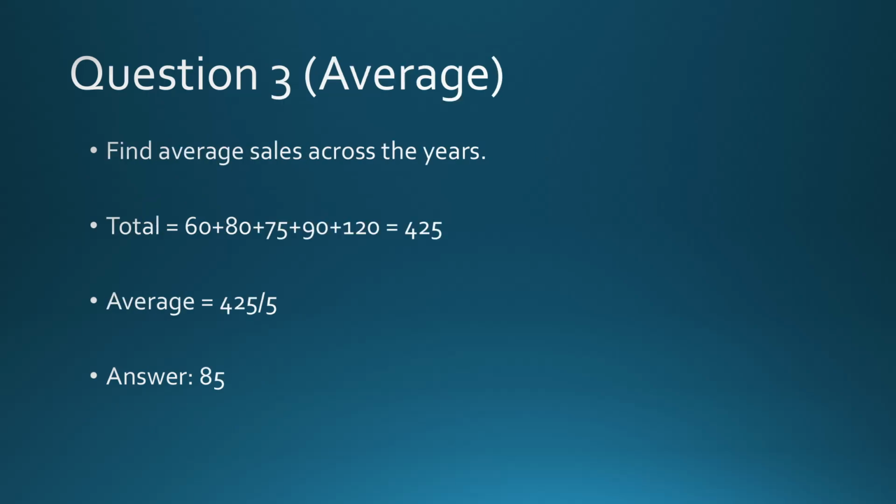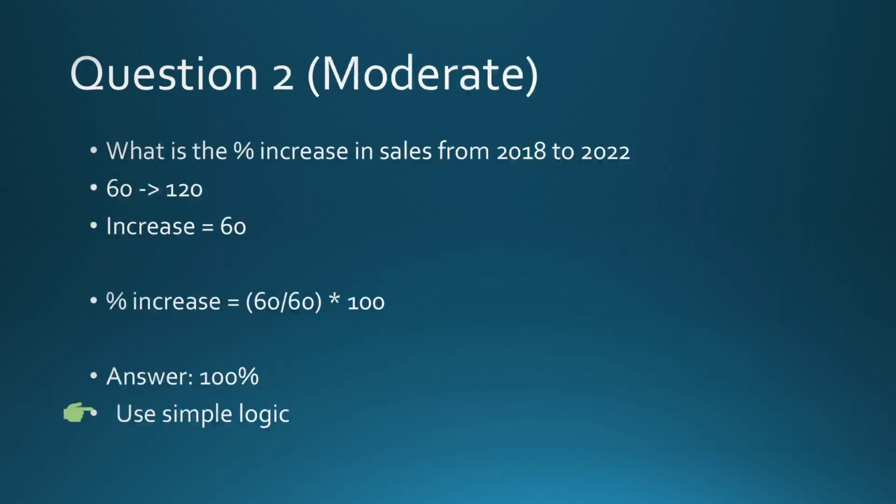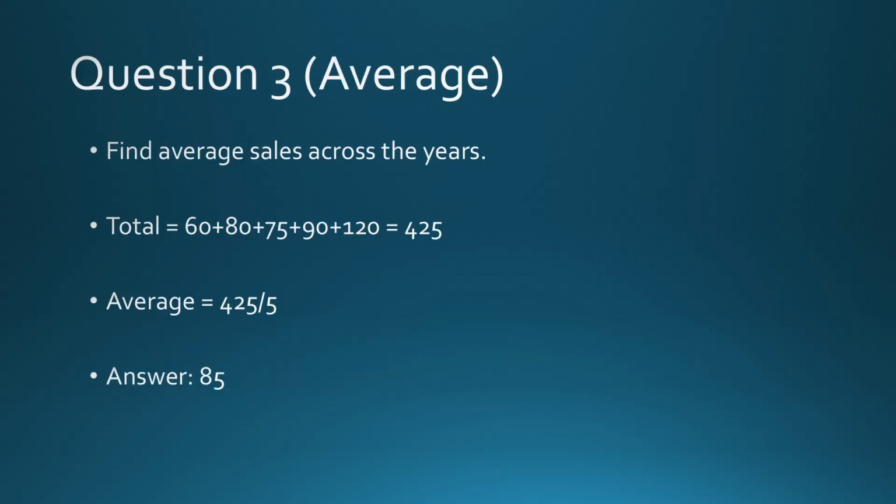Next question. Now a slightly calculation based question. Find the average sales across the years. For average sales, we'll look at the bar graph, take all the values, and since there are 5 years, we'll divide the sum by 5. The values are 60, 80, 75, 90, 120. We total it, we get 425. 425 divided by 5 is 85. But even here you can approximate quickly if needed.